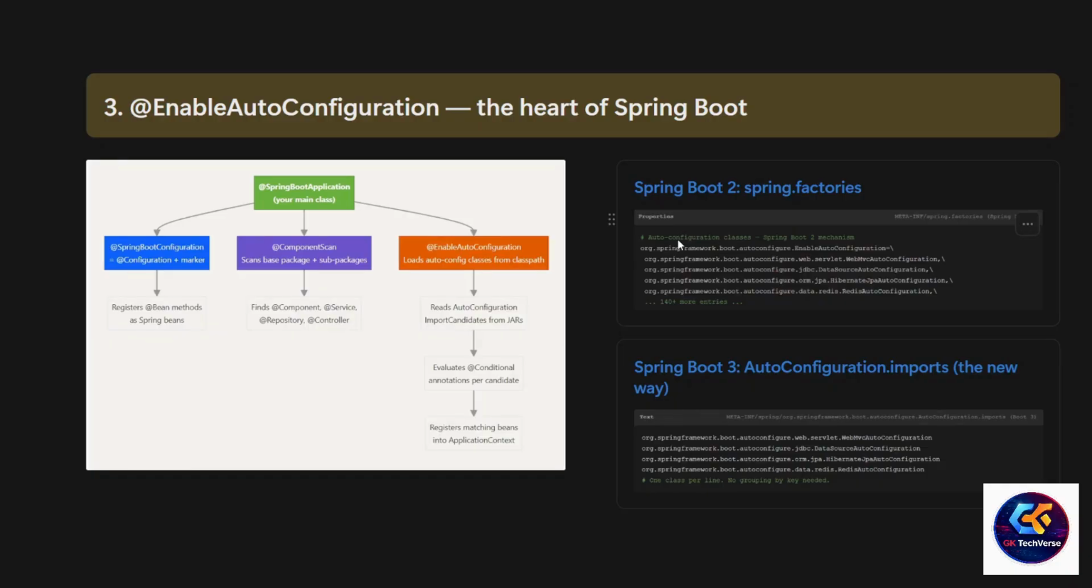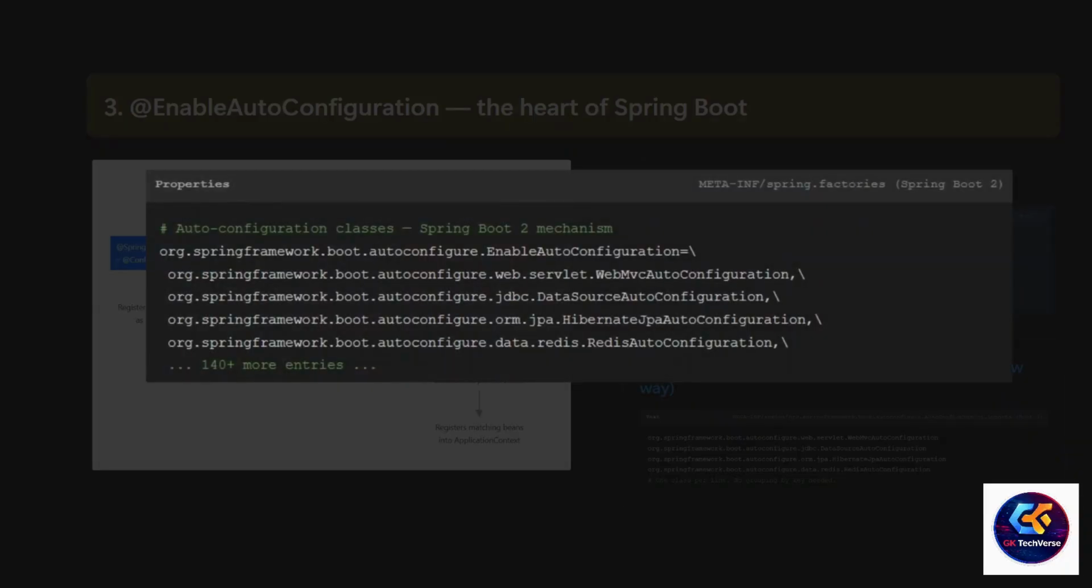In Spring Boot version 2, every jar that wants to provide auto configuration ships a file at a specific path. The SpringFactoriesLoader reads all spring.factories files from every jar on the class path at startup. You will see here, in Spring Boot version 2, all the auto configuration classes.